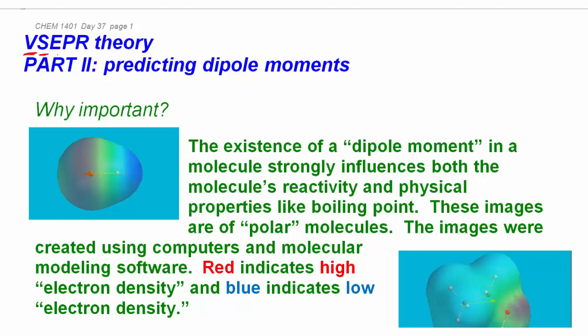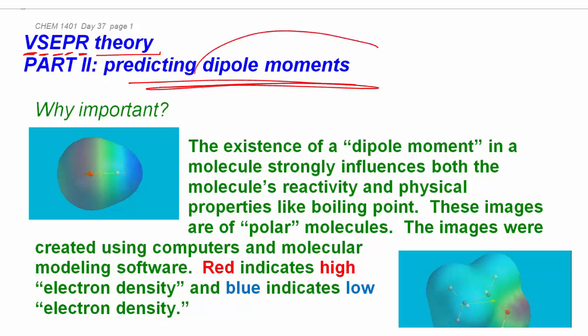Valence shell electron pair repulsion theory, Part 2. We are going to see if we can do the same thing we did last time using the Lewis electron dot structures to predict the molecular shape, but then we're going to go one step further and see if we can predict if the molecule has a dipole moment.